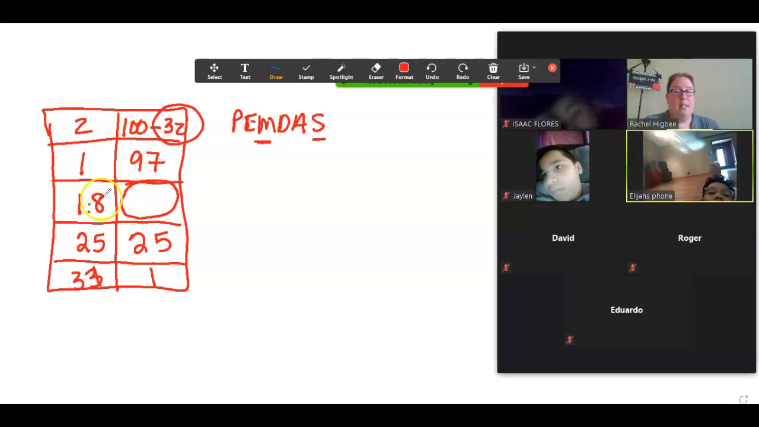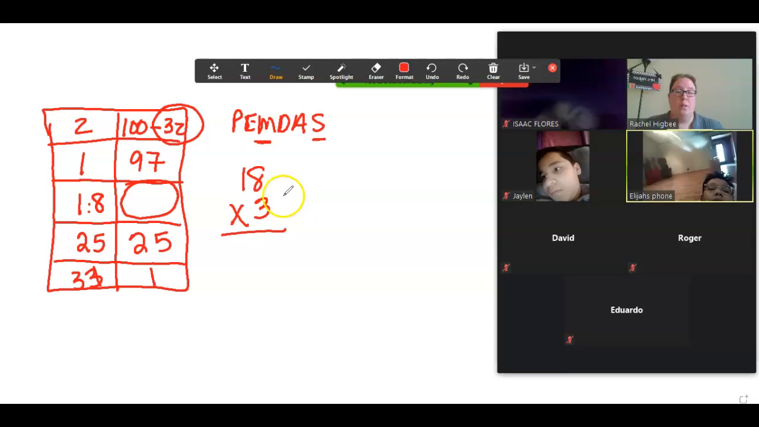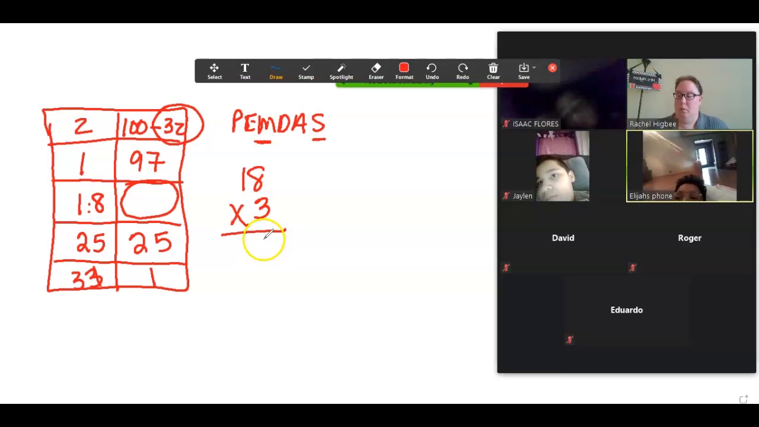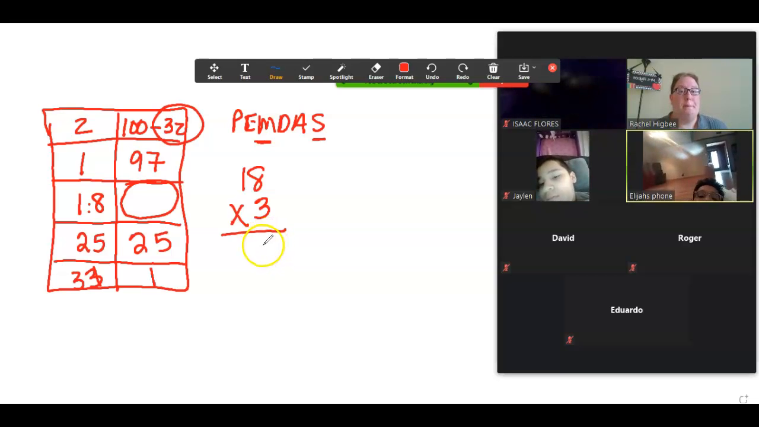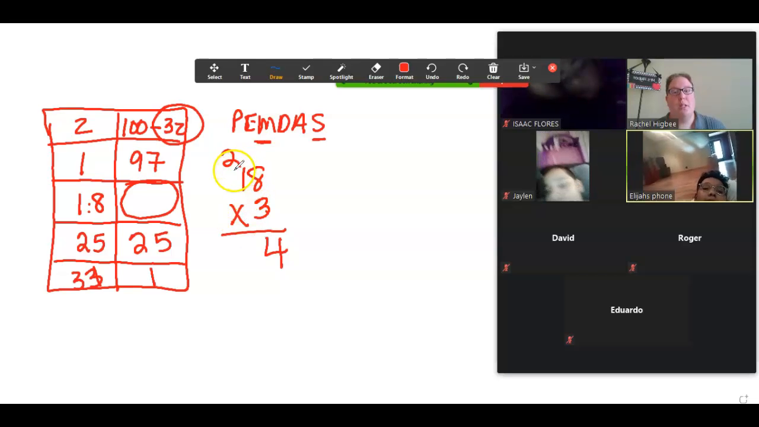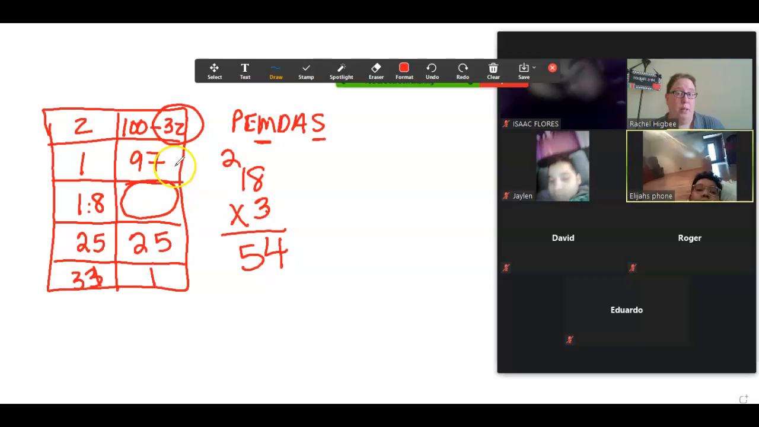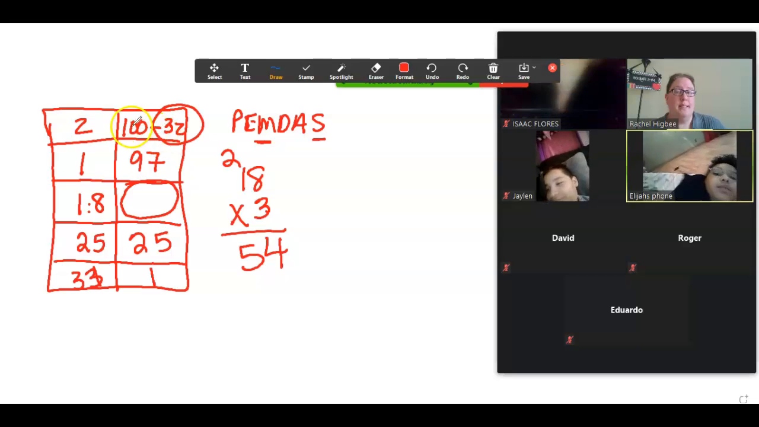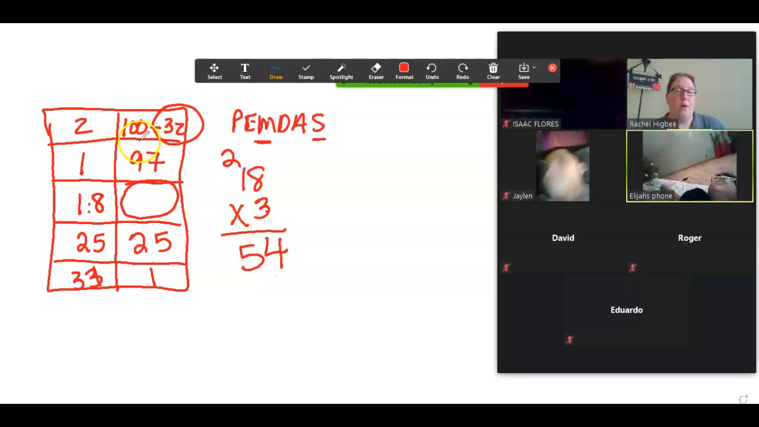So z is 18. So first I need to do 18 times 3. So what's 3 times 8? Good. And 3 times 1 plus 2. Okay. Now, this is not my answer because that is only the answer to the 3 times z. Now, to find my answer, I have to subtract 54 from 100.